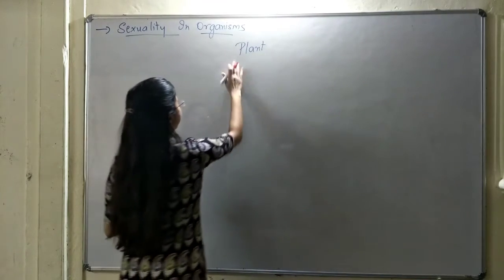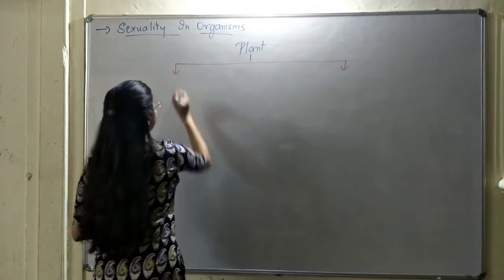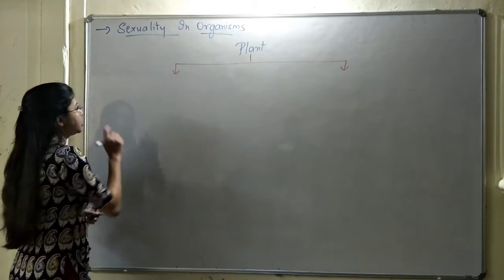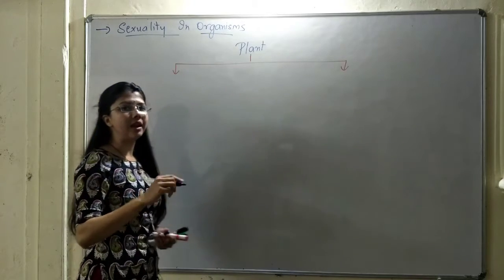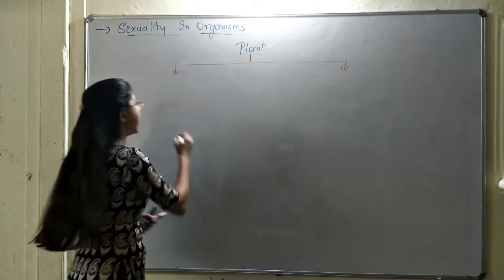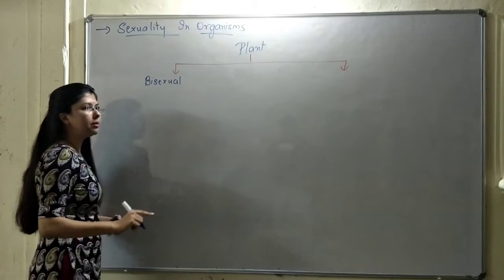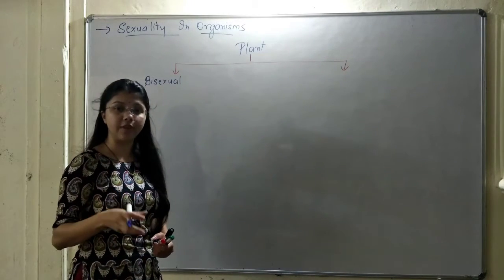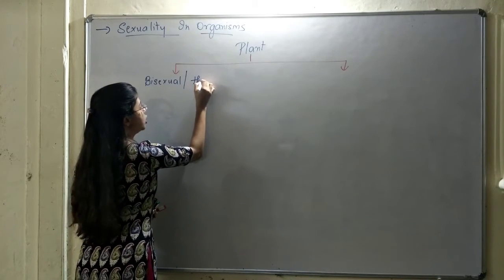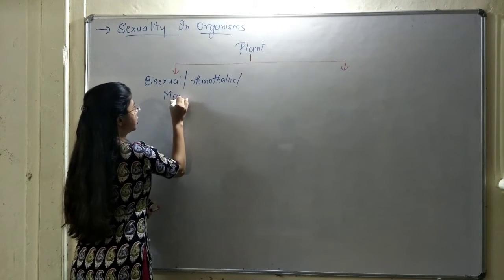Talking about plants, they can be divided into two types depending upon in which condition the flowers are present. For example, if a particular plant is having both male and female reproductive organs within the same flower, that flower is called bisexual. A flower having both female and male reproductive parts within the same flower will be called the bisexual flower. Another term that can be used for it is homothallic or monoecious.